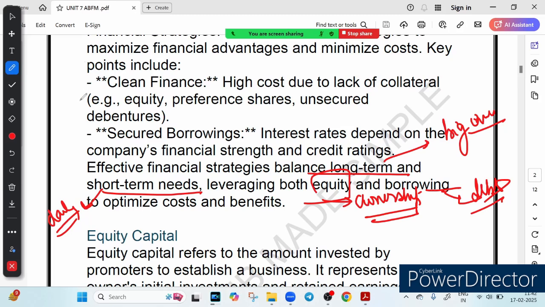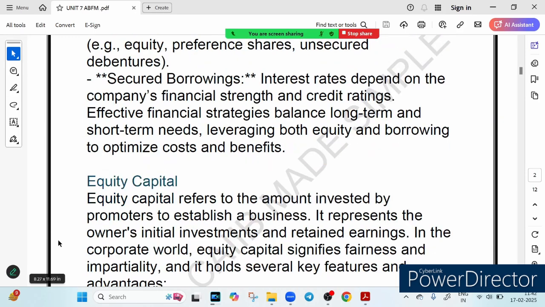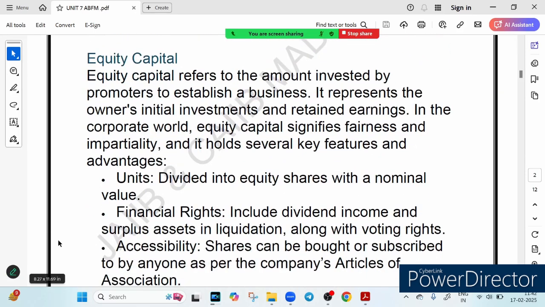Now let's discuss the next part, that is equity capital. Now that you know the basics of business finance, right? So let's discuss now equity capital. So friends, what is equity capital? Think of it like this. You can think of equity capital like this.